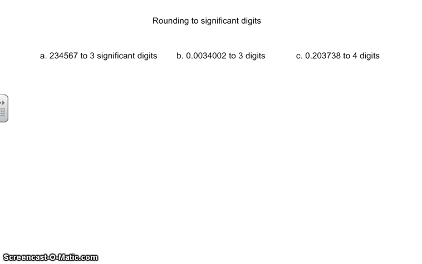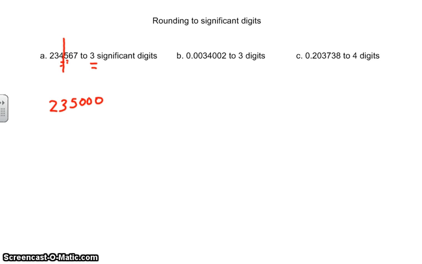Rounding to significant digits. So this one wants you to give it to 3 digits. So we can only have 3 that matter. I would need to see whether the 4 stays the same or rounds up. And the 5 says that I will round it up. So I'll have 2, 3, 5, 0, 0, 0. So I still have the same basic number, 234,567. But at 3 digits, we call that 235,000, and we're done.